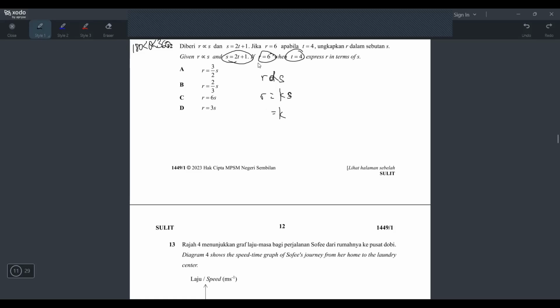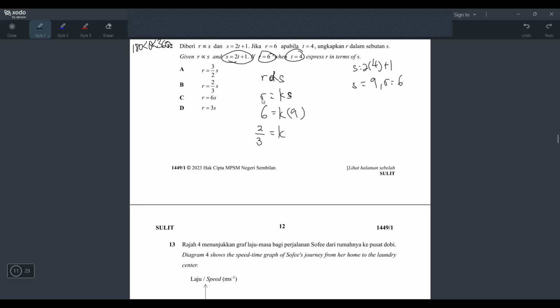I only have R. Okay, they mention here S is 2T plus 1. And the T they gave is 4. So I think I can find my S. 2 times 4 is 8. 8 plus 1 is 9. So my S is 9. And my R is 6. So now I can put it in. R is 6. S is 9. So I can find my K here. 6 divide 9. 2 over 3.